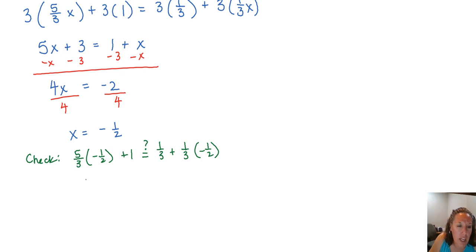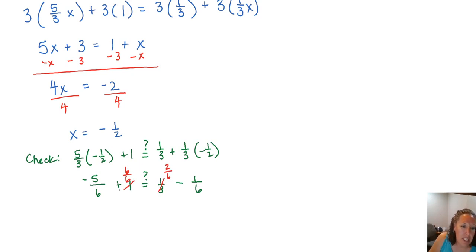So 5/3 times negative 1/2 simplifies to negative 5/6. Go ahead and leave that plus 1 for right now. Leave the 1/3, and then 1/3 times negative 1/2 is negative 1/6. In order to add these fractions, we need to get a common denominator. Our common denominator here is going to be 6. We've got 6, 1, 3, and 6. So instead of 1, we're going to think of this as 6/6. And instead of 1/3, we're going to think of this as 2/6.